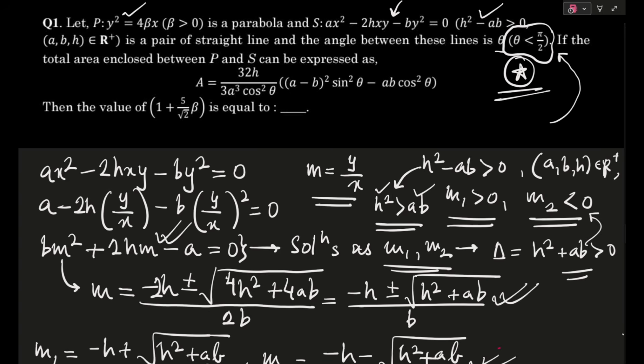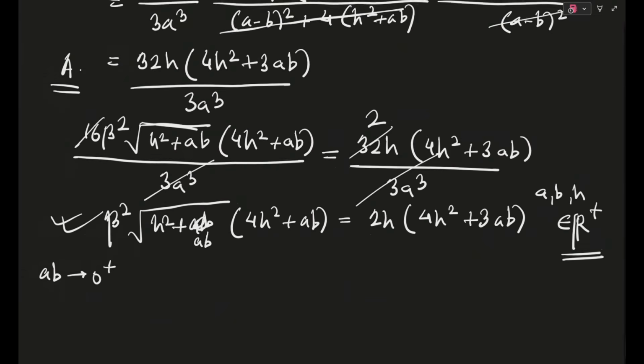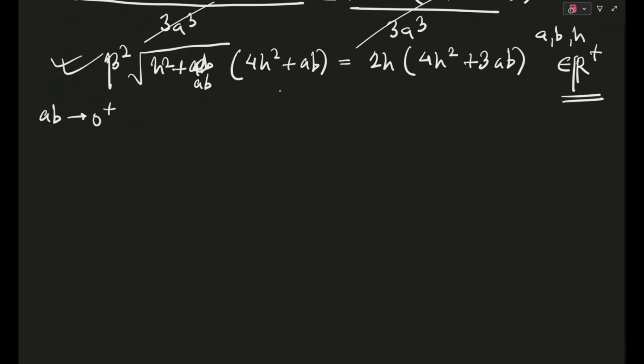And if you right now see this thing, we have arrived at a complete deadlock. So what I am doing is taking ab tending to 0 plus, whenever I take it in our expression of tan theta, which was equal to 2 times root under (h square plus ab) whole divided by modulus of (b minus a).